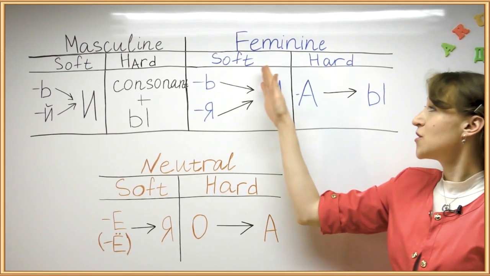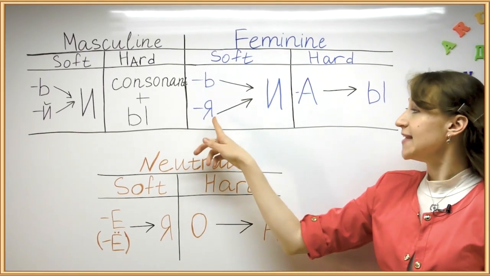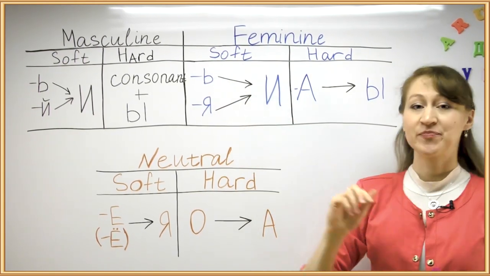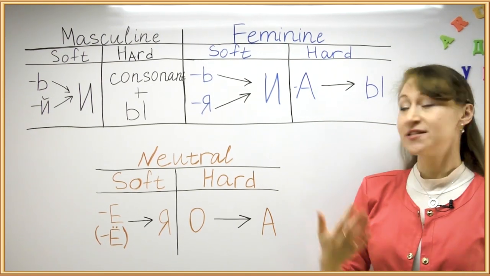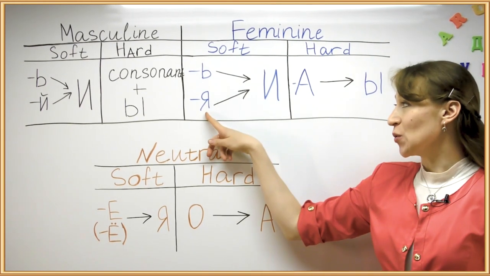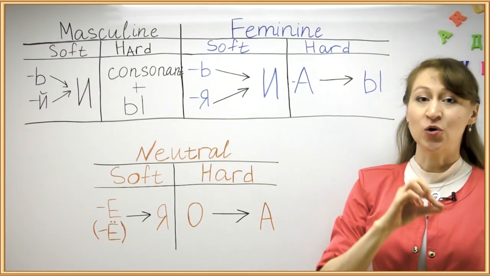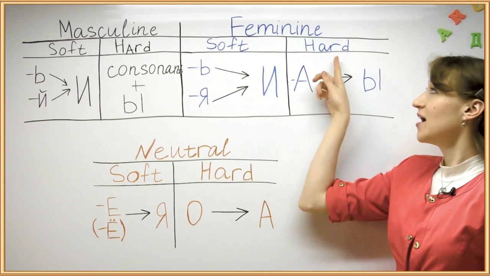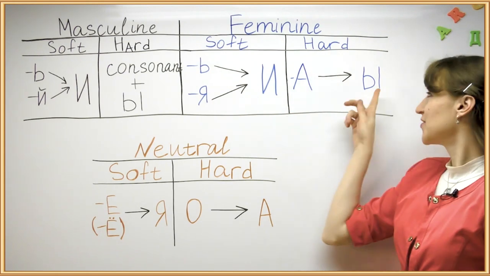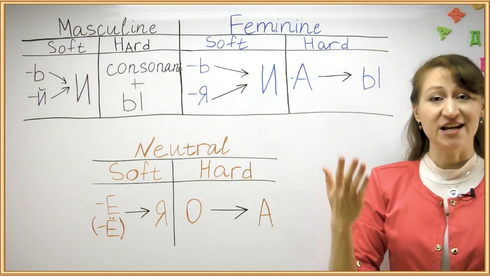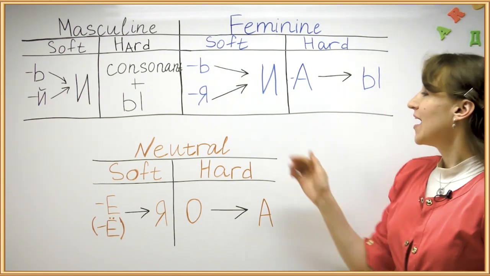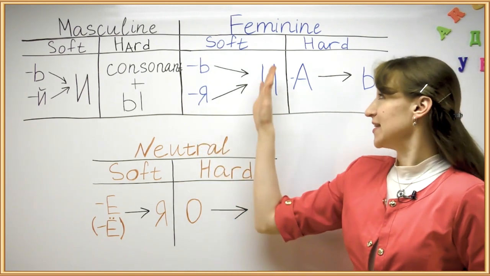Feminine nouns, soft variant, soft sign or я, change to и, so you replace them with и. For example, ночь, night, ночи, nights. История, истории, story, stories. And hard variant for feminine nouns, the а ending changes to ы. Женщина, woman, женщины, women.